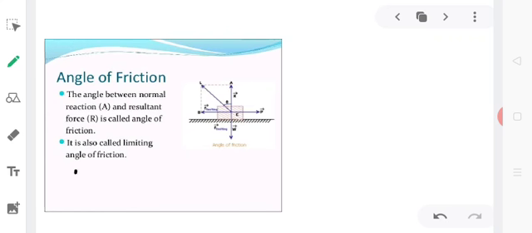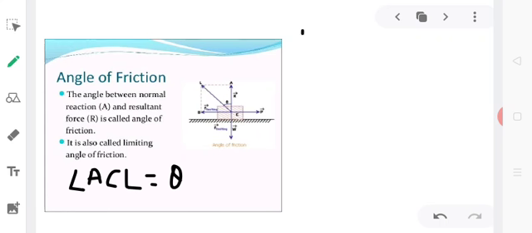So angle ACL, that is the angle of friction. The value of angle of friction depends on the material and nature of the surfaces in contact.